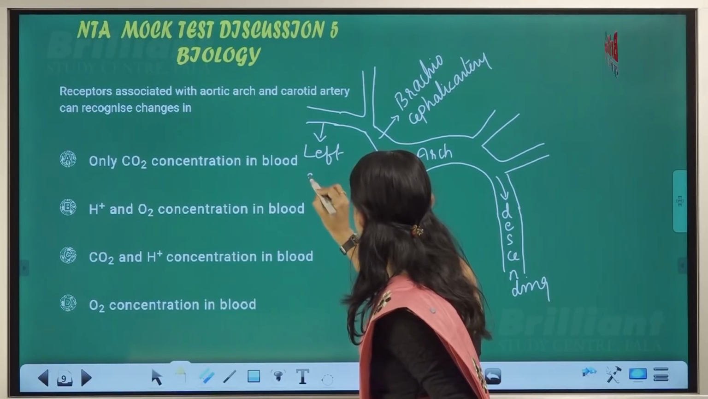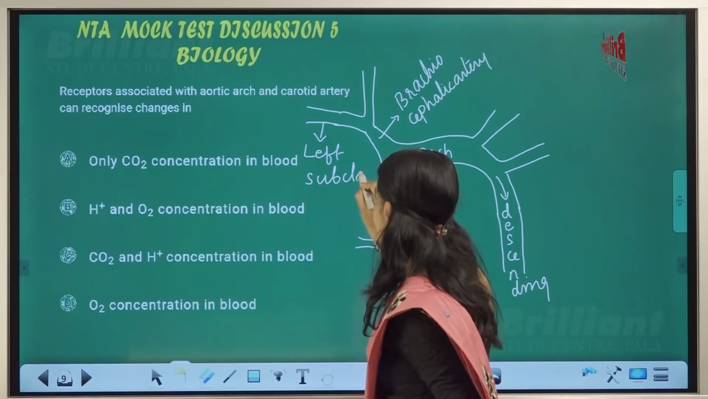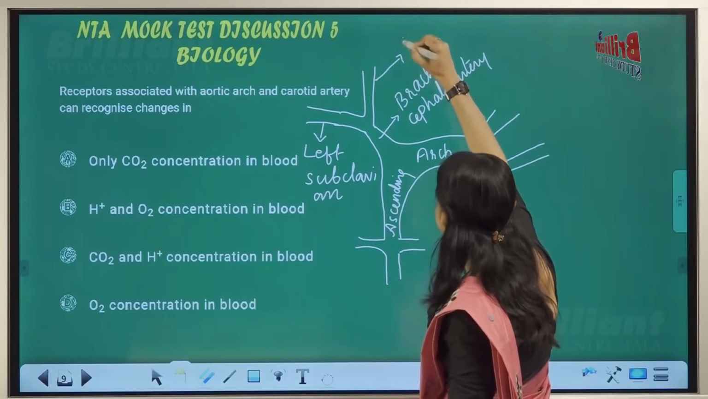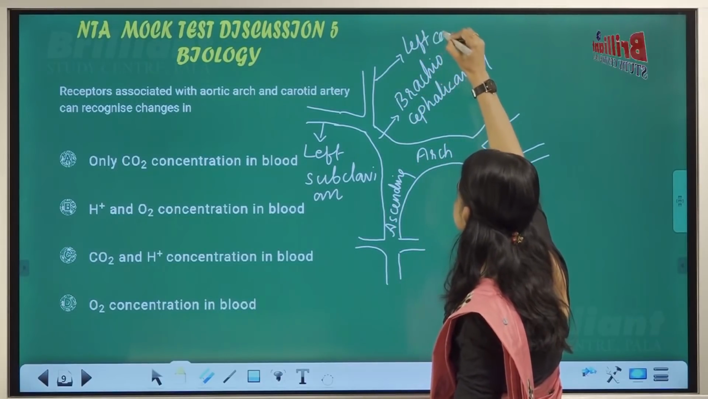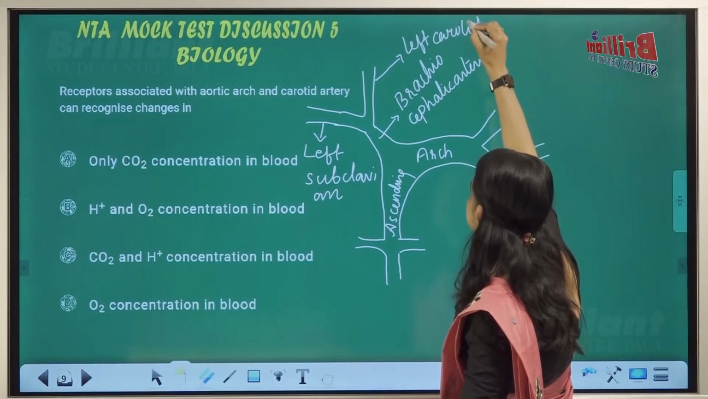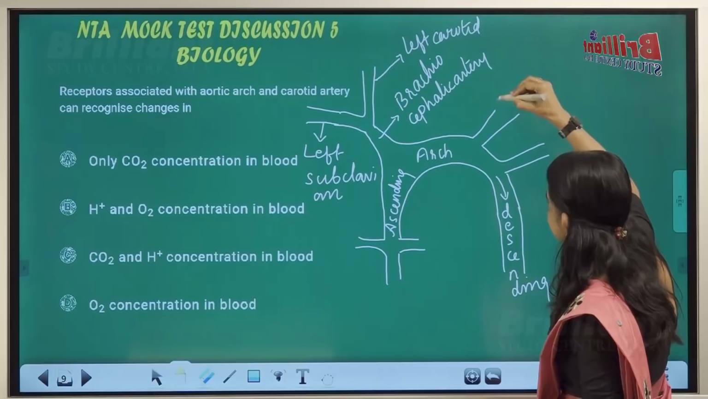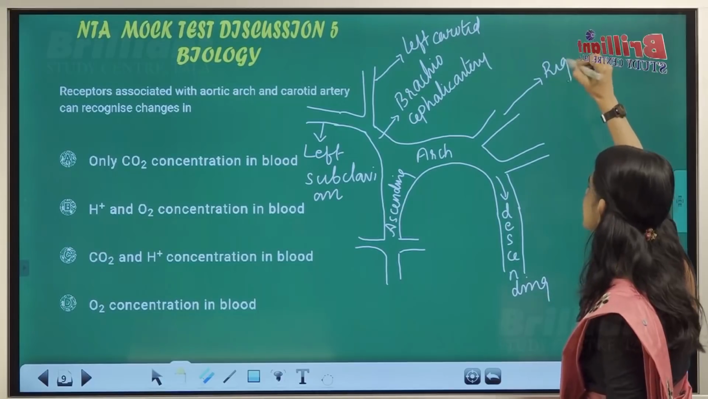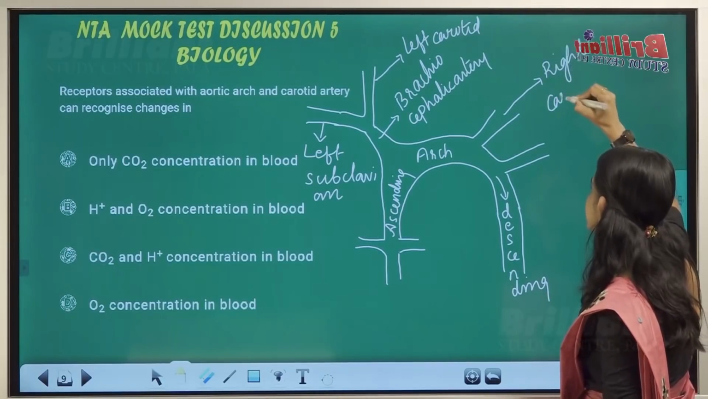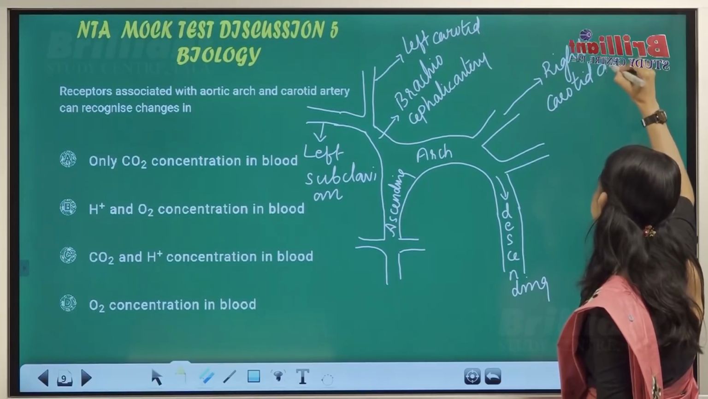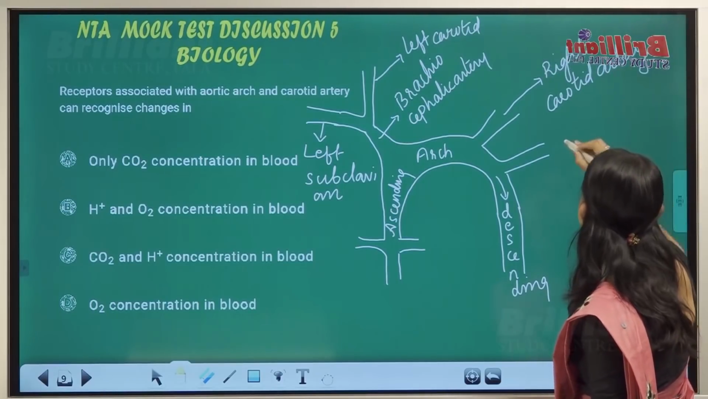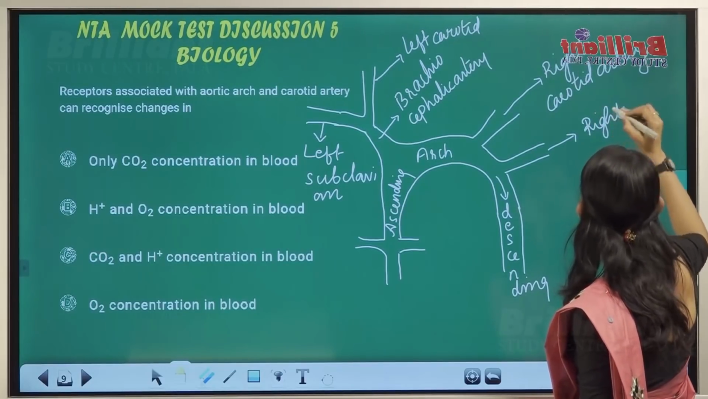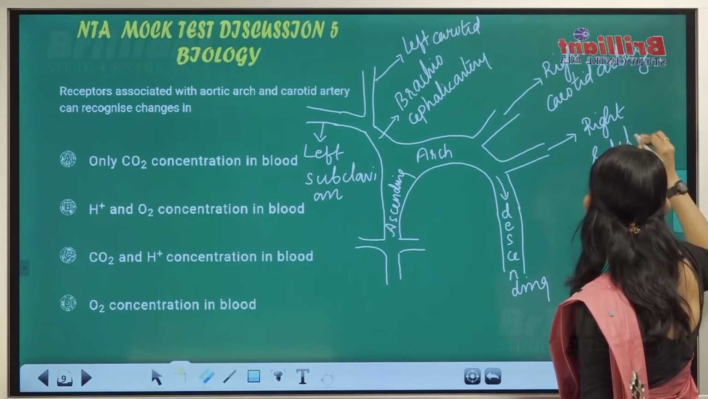The brachiocephalic artery will bifurcate into the left subclavian artery and the left carotid artery. The second branch of the aortic arch is the right carotid artery, and this one is the right subclavian artery.